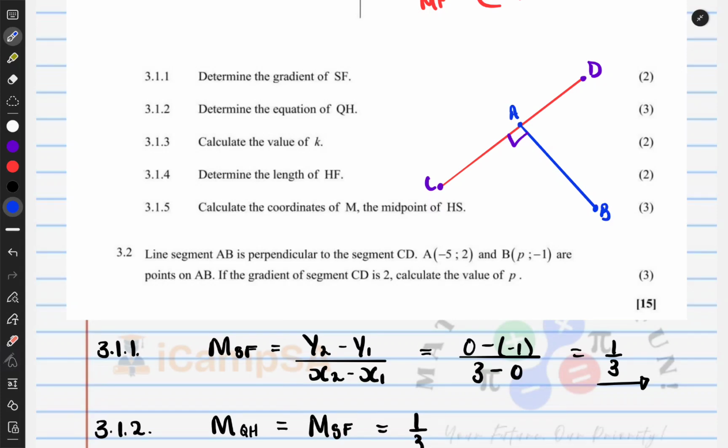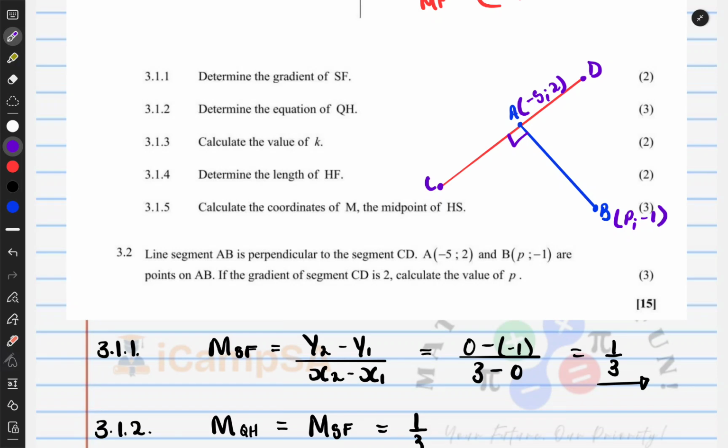These two lines, just arbitrarily. Okay, so line segment AB is perpendicular to segment CD. We are told that A is (-5, 2), so it lies in the third quadrant. A is (-5, 2). And B is (P, -1), so B is (P, -1), points on AB.